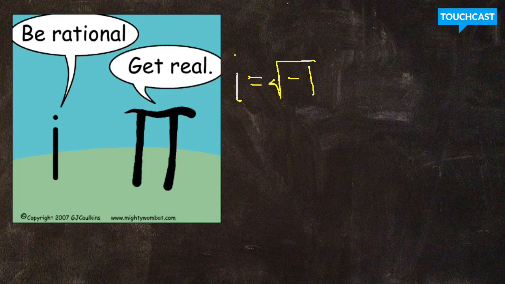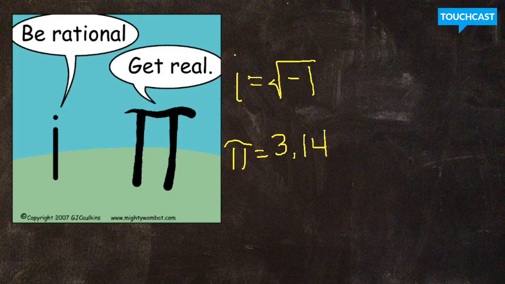Now let's take a look at pi. Pi is considered an irrational number. This is because it cannot be written as a fraction or a ratio. It's a decimal that never repeats and it never terminates. When we write pi, we typically think about the decimal 3.14.